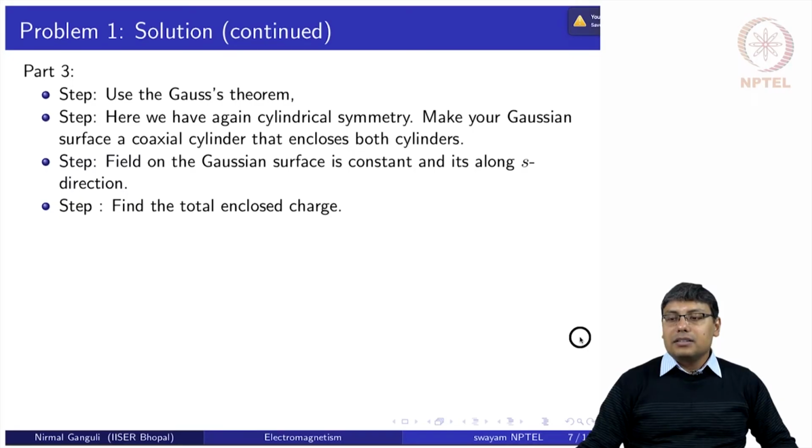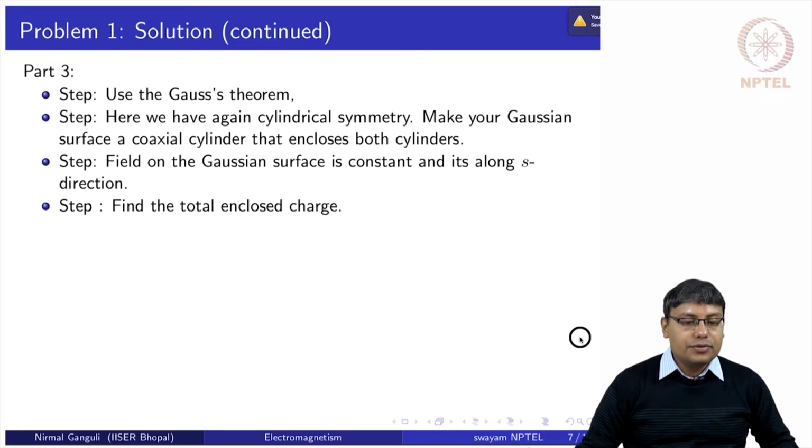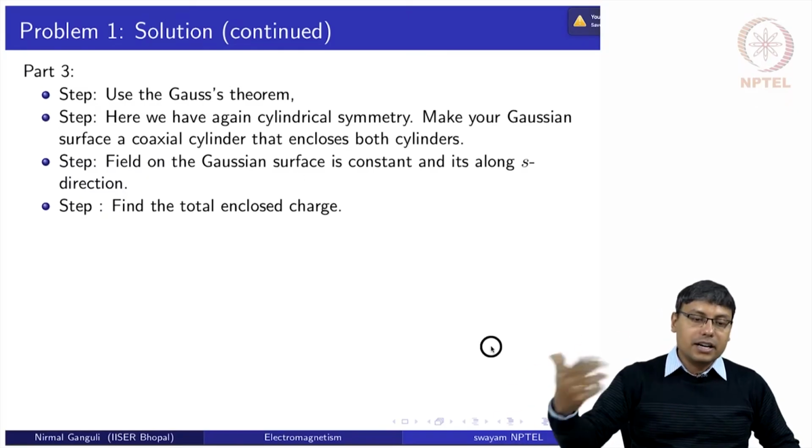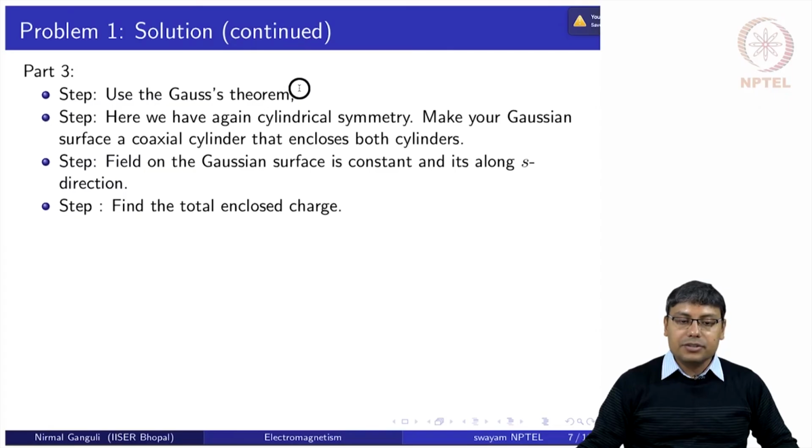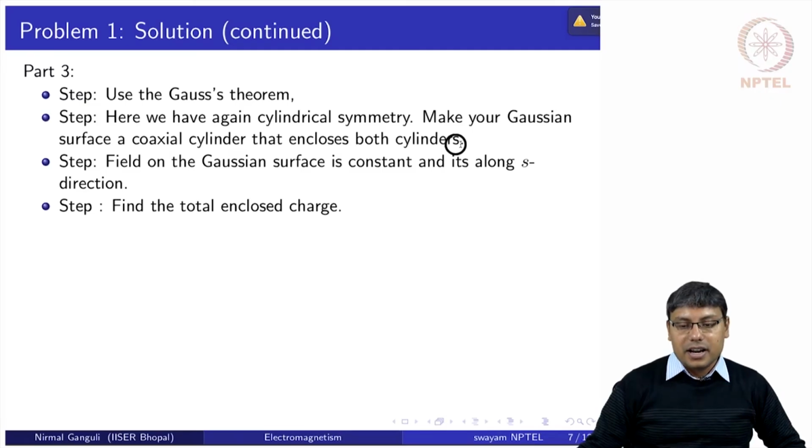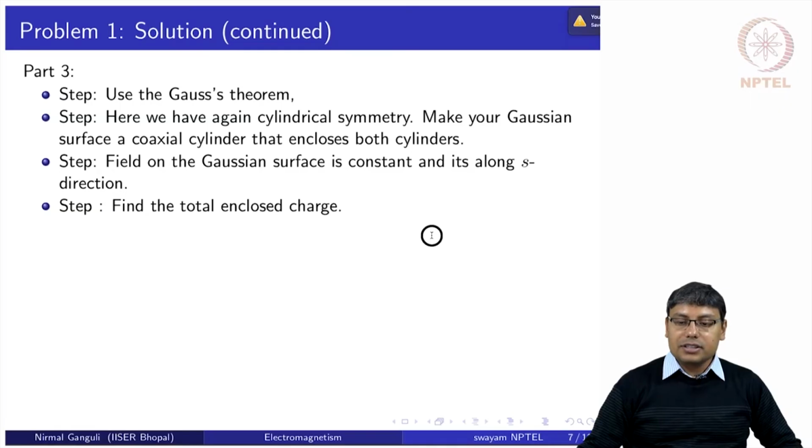And in part 3, we are supposed to find the electric field outside everything, outside the entire coaxial cable. Again, the method would remain the same. You are supposed to apply Gauss theorem, consider the cylindrical symmetry and make a cylindrical Gaussian surface coaxial with the cylinder, and that encloses both cylinders. Then the field on the Gaussian surface will be constant and it would be along the s direction. Therefore, you can integrate easily over E dot dA, and you are supposed to find the total enclosed charge.